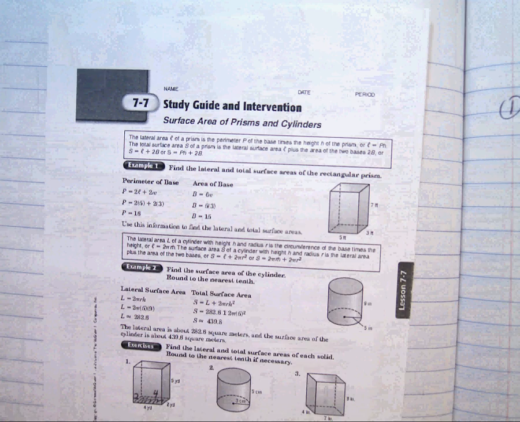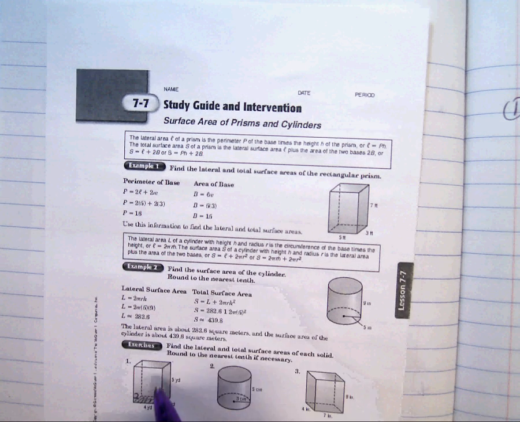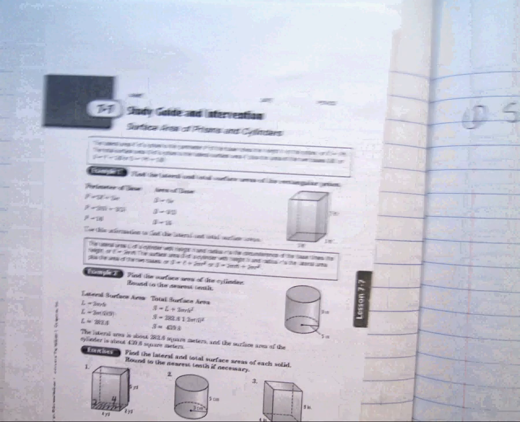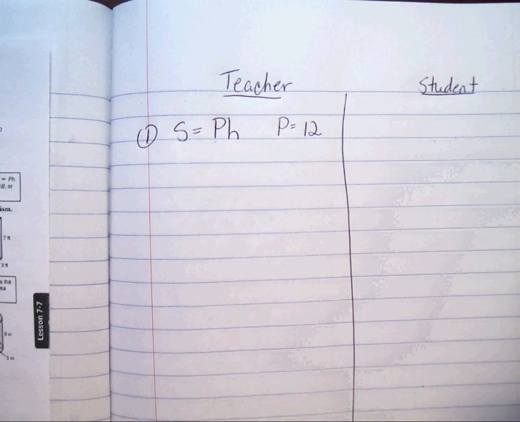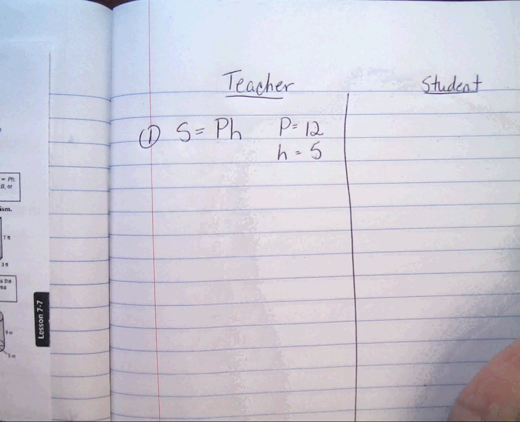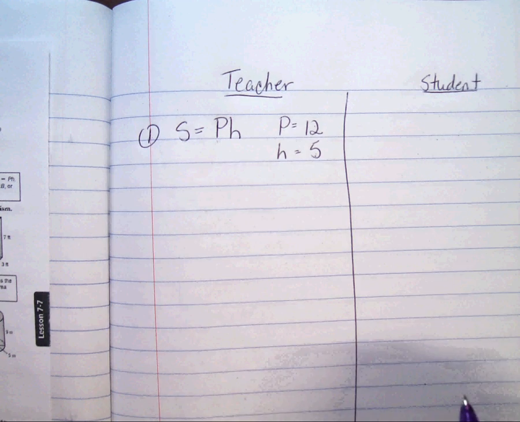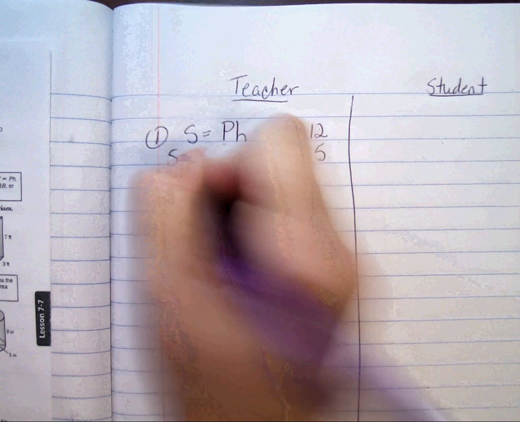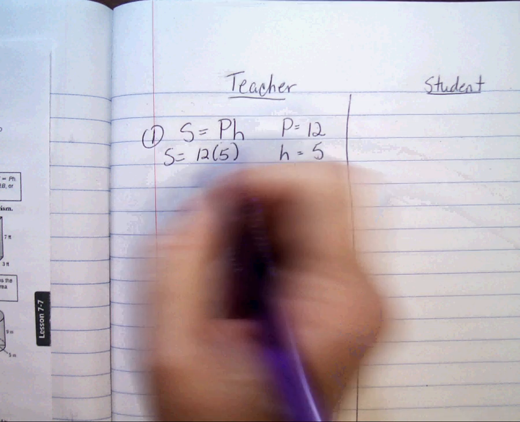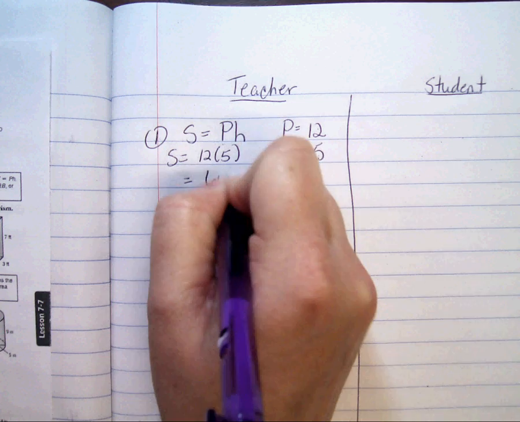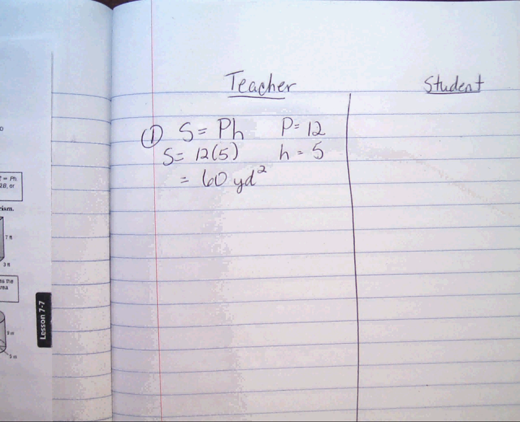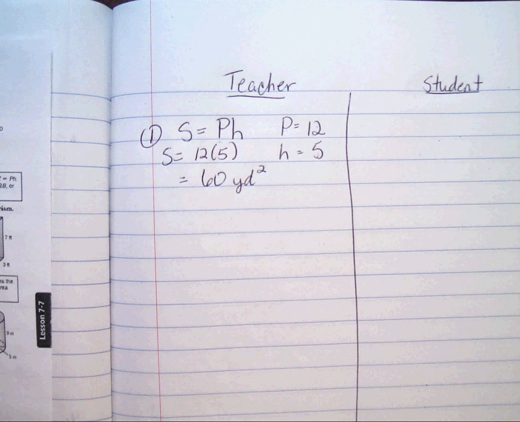The height of the figure is the distance between the two bases, right here. That's my H. So H equals 5. So I'm going to take these two numbers and plug them into the formula where they go. S equals 12 times 5. That equals 60. Now we're dealing with area, so it's going to be yards squared. That's the lateral surface area.